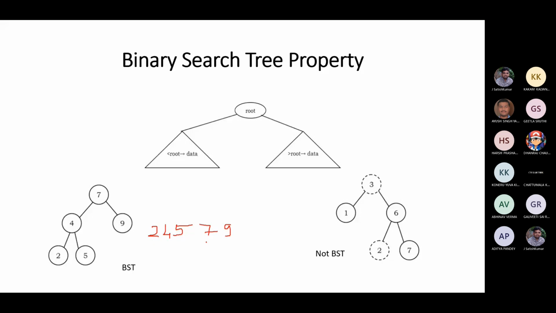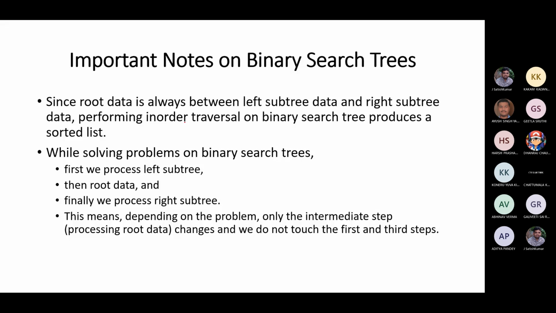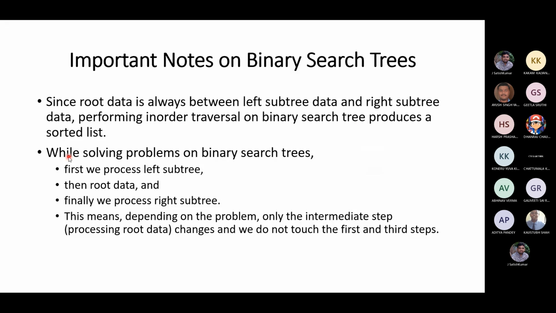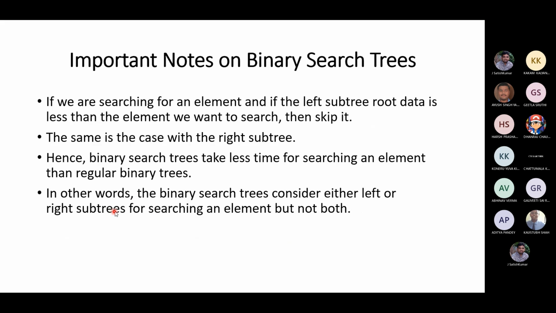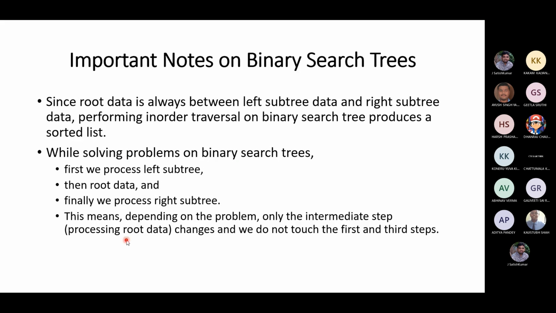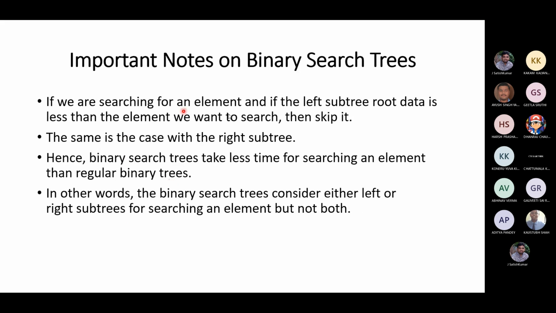You see this? The in-order traversal of a binary search tree will always be in sorted order. 2, 4, 5, 7, 9. It will be in sorted order. So it produces sorted order. So this is what I have been explaining here. Performing traversal produces a sorted list. So solving problems, first we process the left subtree, then root, then finally the right subtree, depending on the problem. We will try to see how to do that. Now when we are searching an element, if the left subtree is less than the element we want to search, then we will skip it.